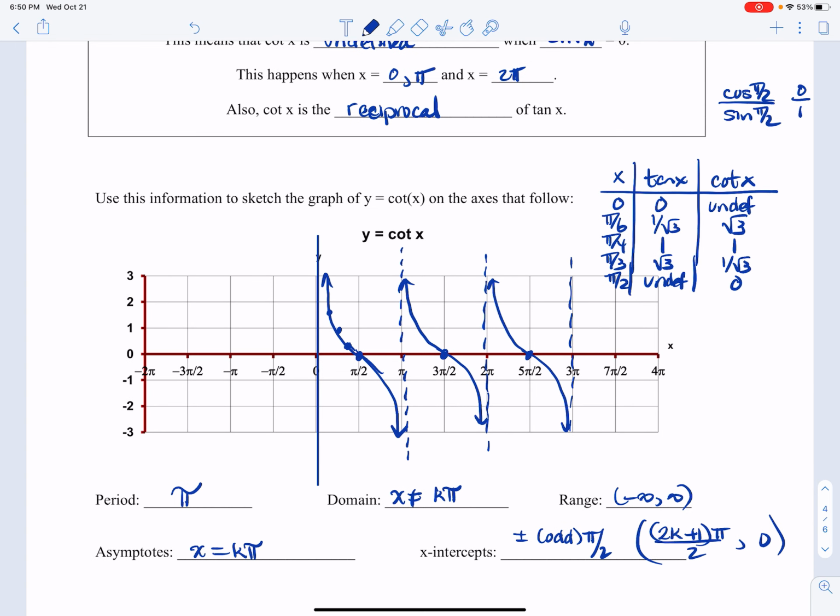So come back for cosecant and secant, and then we'll be done with all the trig functions. How about that?